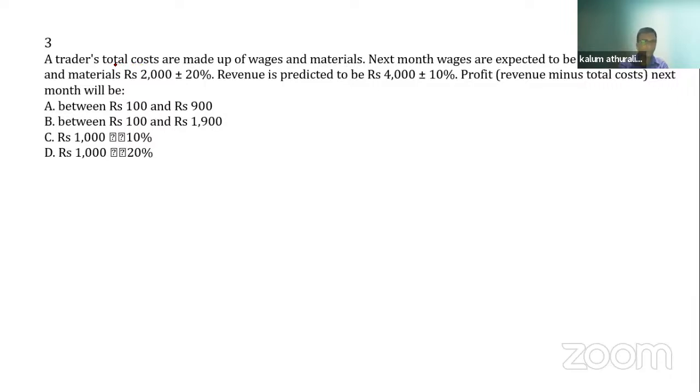Tenders. For traders, total costs are made up of wages and materials. The next month wages are expected to be 1,000 plus or minus 10%, and material 2,000 rupees plus or minus 20%. Revenue is predicted to be 4,000 plus or minus 10%.